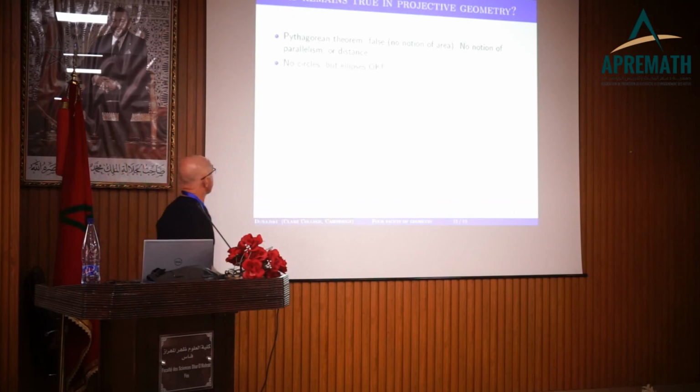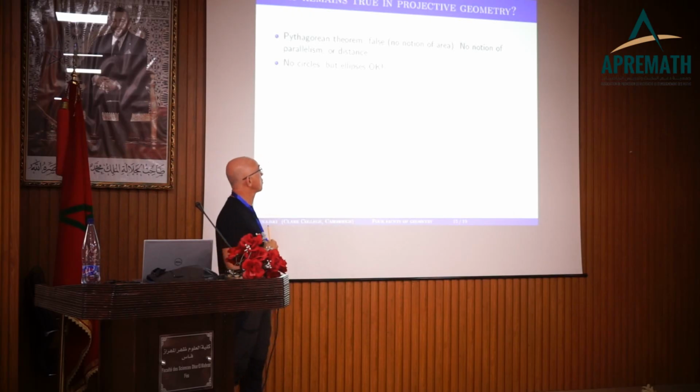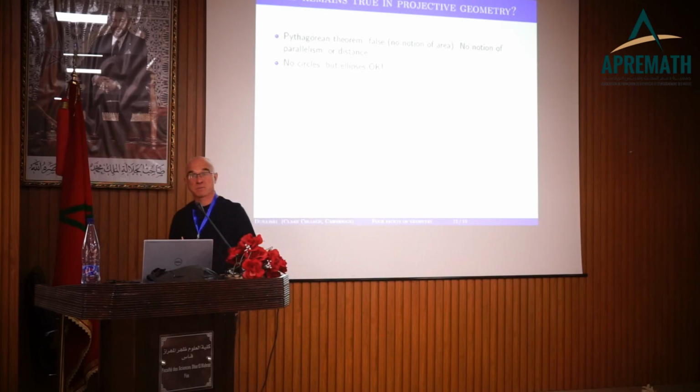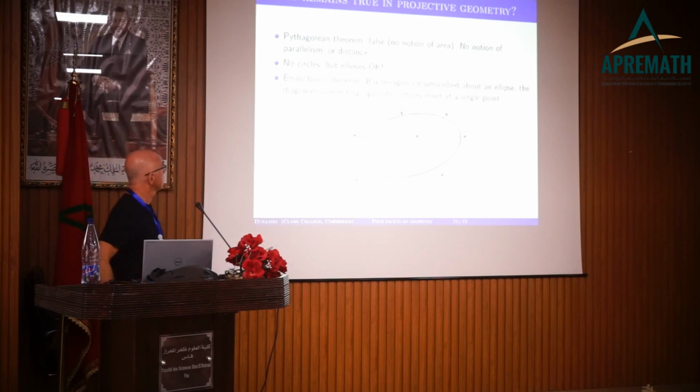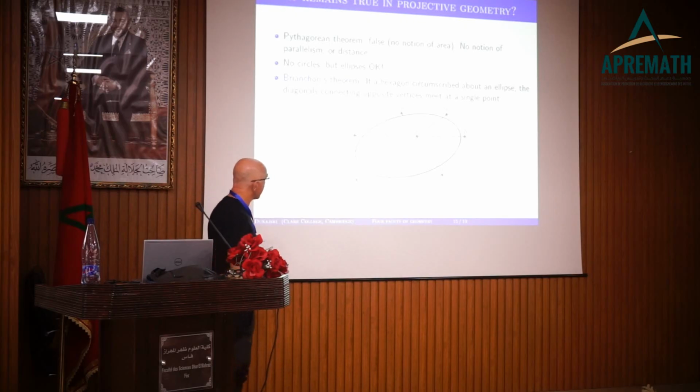So circles don't make sense in projective geometry, but it turns out that ellipses, and what we call conic sections, are well defined. So if there are theorems in Euclidean geometry which have a chance of generalizing, they had better involve circles and ellipses. I'm going to give you one such beautiful theorem, known as Brianchon's theorem, and it says the following. Take an ellipse. I mean, you could do it with any conic section, but an ellipse is easier to draw.